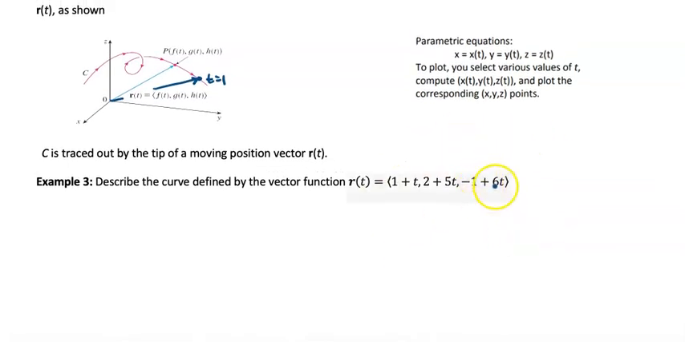Okay, so now let's describe the curve defined by the vector. We're talking about the difference between this space curve and this vector function. This vector function r of t means my x component is given by 1 plus t, my y component is given by 2 plus 5t, and my z component is negative 1 plus 6t. We can write these in the form of parametric equations, which describe the different components with this parameter t.